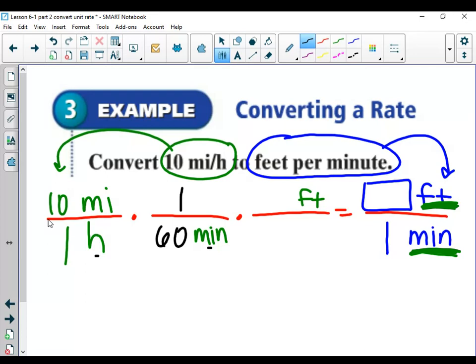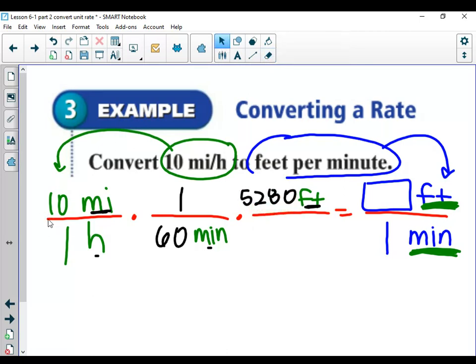The next thing, I might have to turn back a page on my blue notes. Feet, miles. What do I know about feet and miles? 1 foot, 5,280. Oh no, I have it backwards. 5,280 feet, 1 mile. Matching the number with the label is very important. Very, very important.